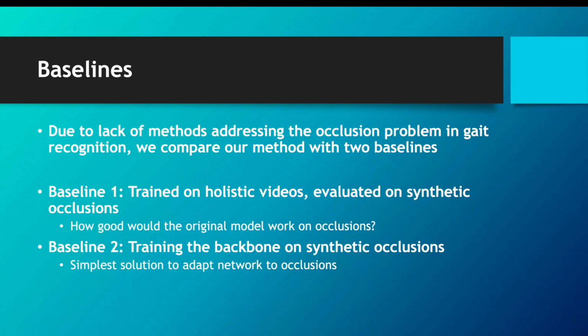And there are not much works currently focusing on occluded gait recognition, so we come up with our own two baselines. Baseline 1 is a network trained on complete videos and evaluated on synthetic occlusions without any occlusion awareness, and this answers the question, how good would the original model work on occlusions. Baseline 2 is the same network which is trained on synthetic occlusions. It's basically the simplest thing we can do to adapt the network to occluded data.